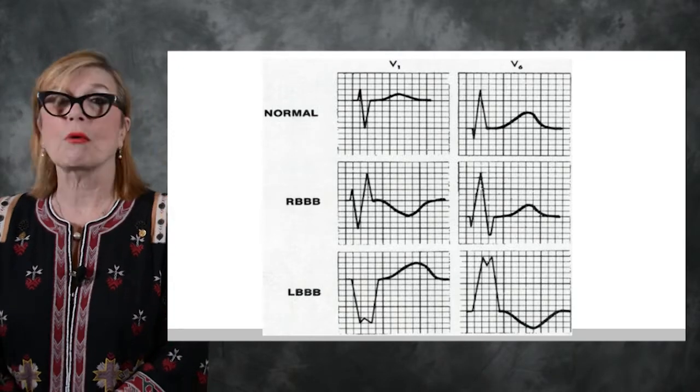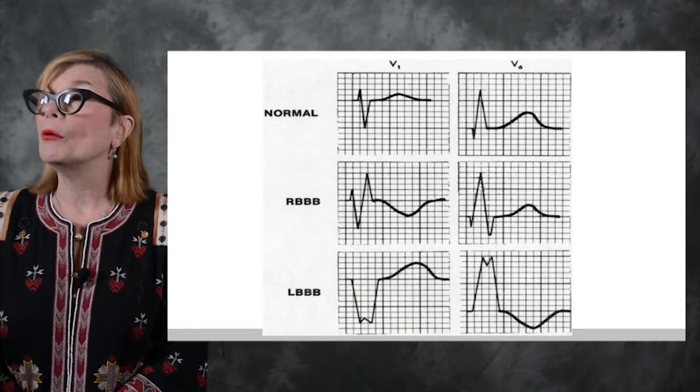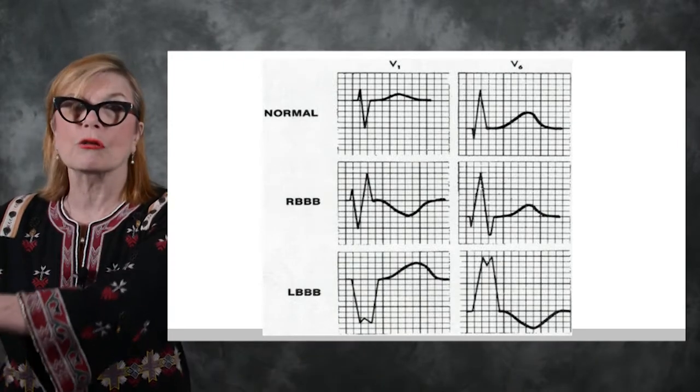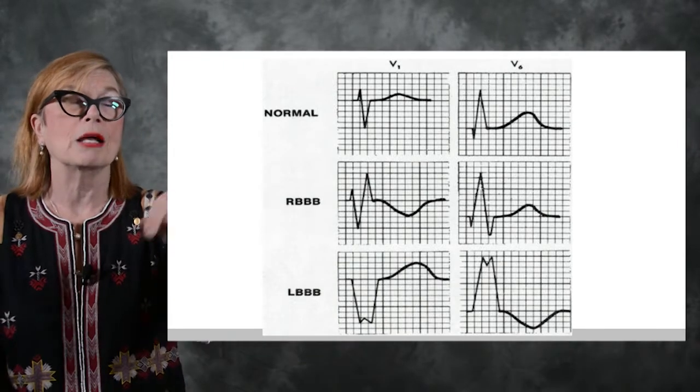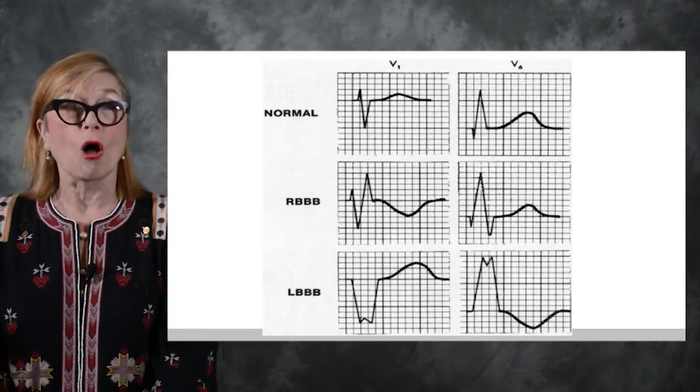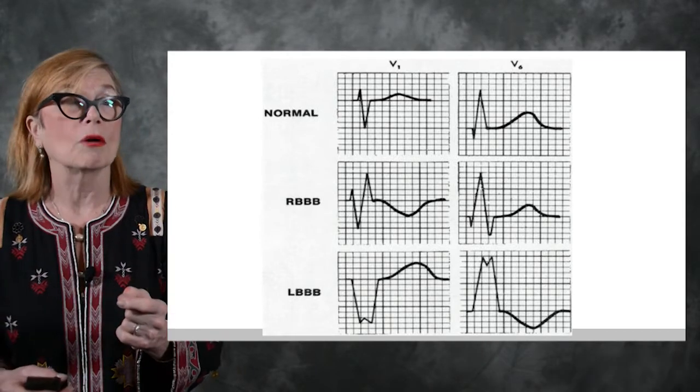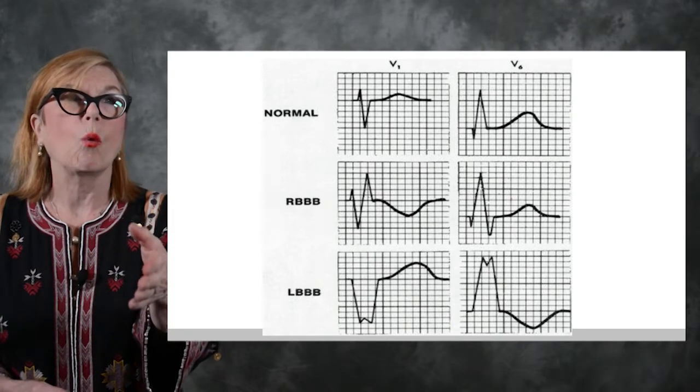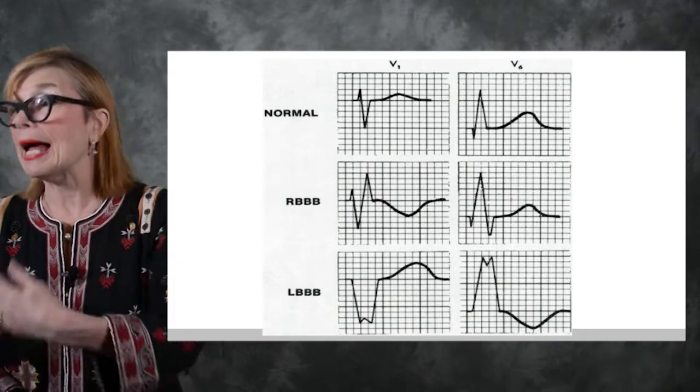Same thing is true with right bundle branch block, except now you have a return of current to the right. That's that RSR prime that you're seeing in that visual. And on the left side of the heart, you see a small q with an R. And what's so remarkable here is the deep, wide S wave. That S came after the R.